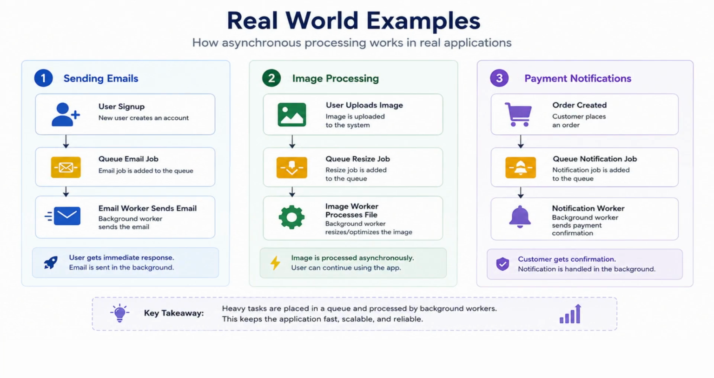Let's look at real-world examples of how asynchronous processing works. Consider sending emails, image processing, and payment notifications. In all these examples, heavy tasks are placed in a queue and processed by background workers. This keeps the application fast, scalable, and reliable.